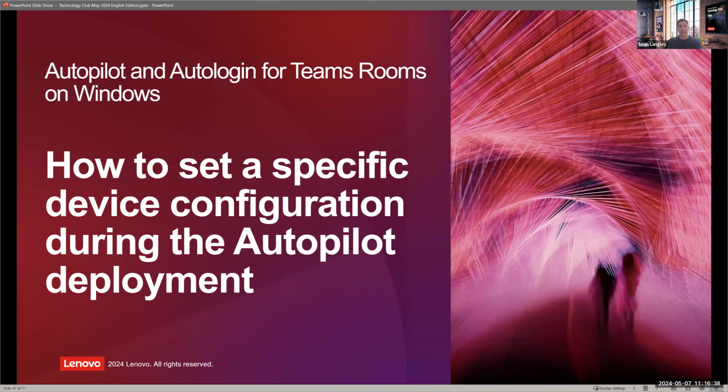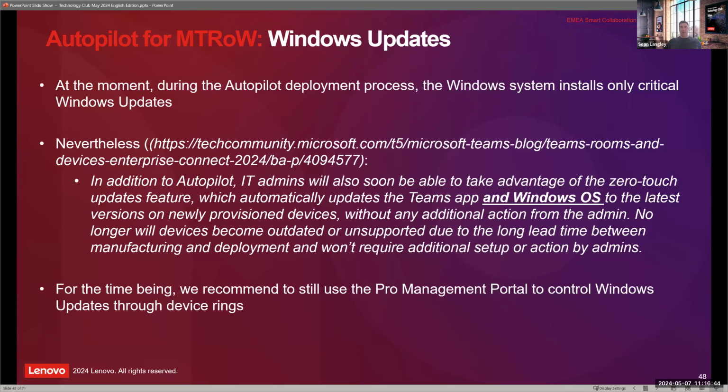So, how to set up specific device configurations during the Autopilot deployment. At the moment, during the Autopilot deployment process, the Windows system installs only critical Windows updates. Nevertheless, in addition to Autopilot, IT admins will soon be able to take advantage of the zero-touch updates feature, which will automatically update the Teams app and Windows operating system to the latest versions on newly provisioned devices. This will be without any additional action from the admin, and no longer will devices become outdated or unsupported due to the long lead time between manufacturing and deployment.